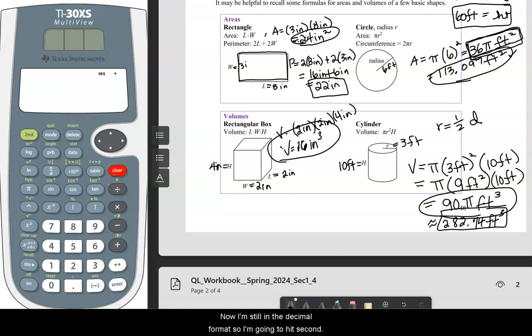Now, I'm still in the decimal format, so I'm going to hit second, reset, yes, enter. And now I'm back into my math print for this class.